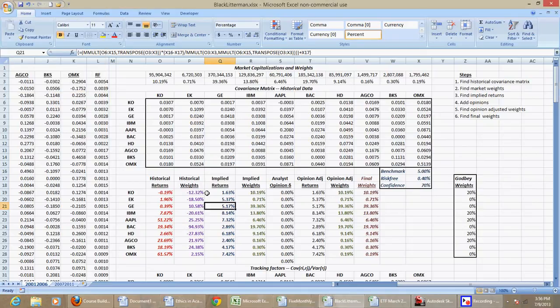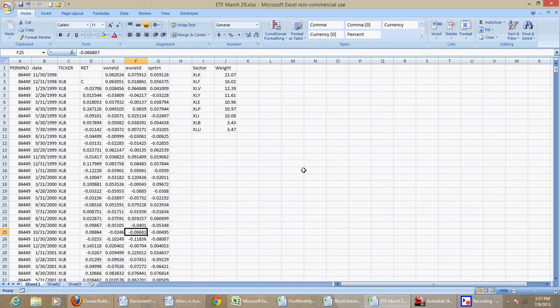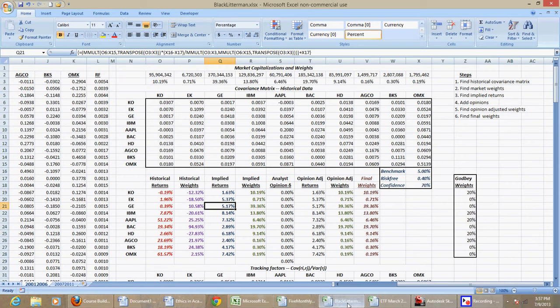Let's talk about the Black Litterman model. You should have two spreadsheets on the Desire to Learn, Black Litterman and also ETF March 29. We'll start with Black Litterman. This was developed by Fisher Black and Robert Litterman at Goldman Sachs. We're not going to do the full model, but we're going to do a good portion of it.